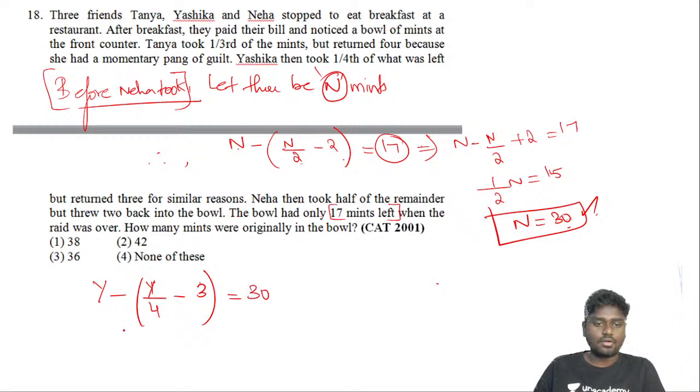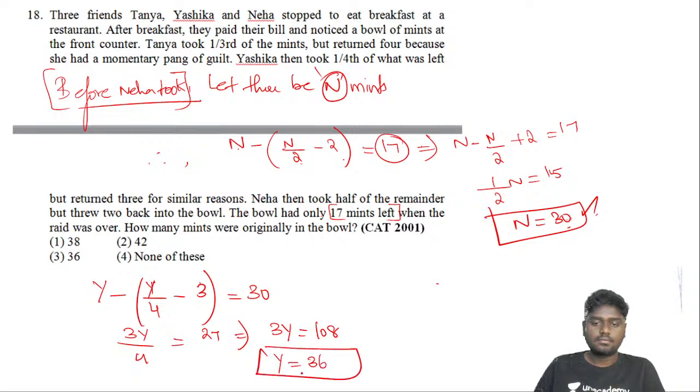From this, if you try to sort out 4y minus y, it's going to be 3y by 4 is equal to, you get 27, and 3y is equal to 108, and the value of y is 36. Is that clear, Pravesh? This is how we got 36. Just kindly let me know, Pravesh, if you are super clear with this.